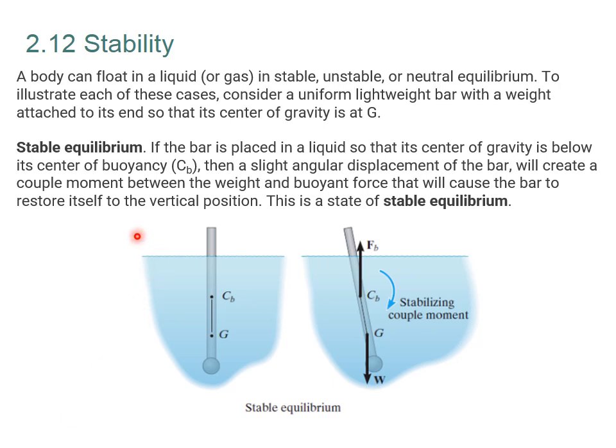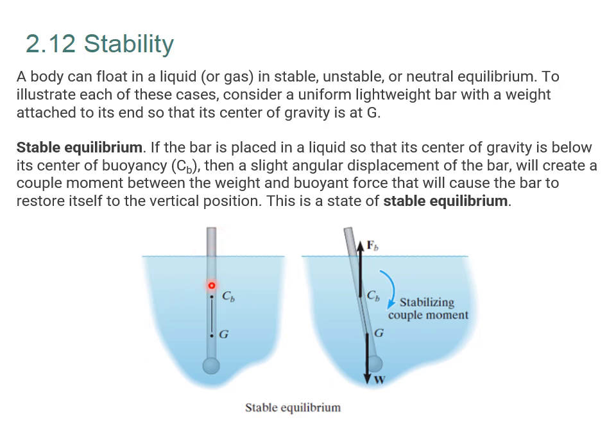So let's talk about stability. An object can float in a liquid or gas in three different kinds of conditions. It can be in stable equilibrium, unstable equilibrium, or neutral equilibrium. So how do we distinguish between the three? Let's take the first case of stable equilibrium.